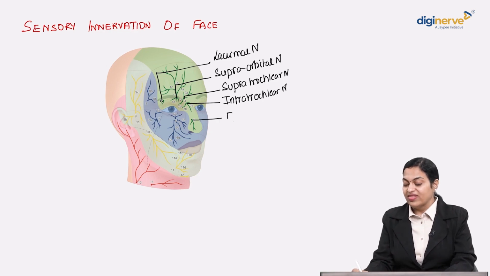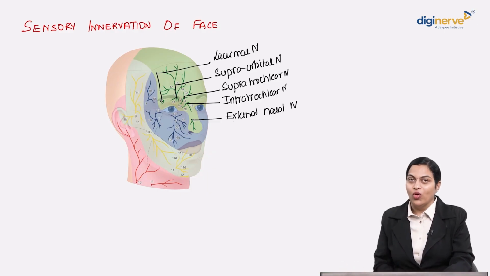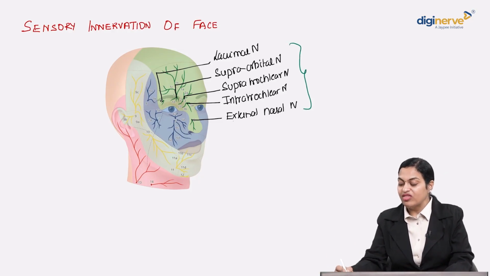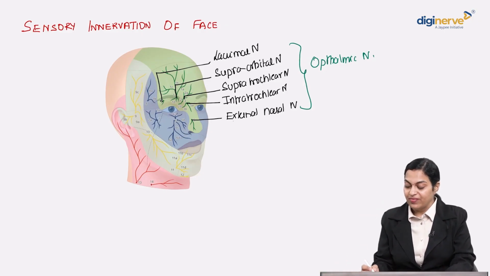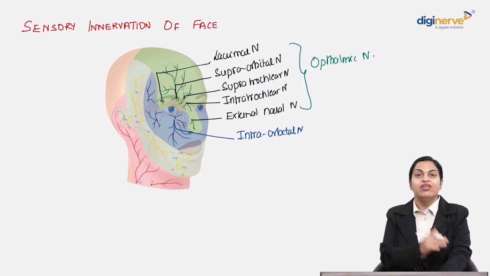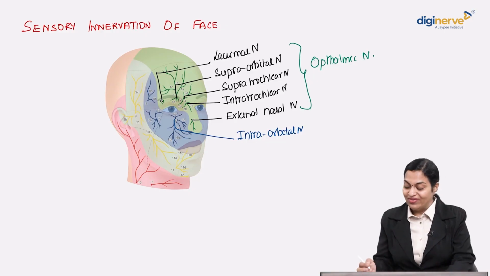This one here is the external nasal nerve. Follow, okay? I have a lot of questions at the end of it. So these are all branches of the ophthalmic division of the trigeminal nerve, right? Now, here, this one supplying the skin over the lower eyelid and the upper part of the cheek is the infraorbital nerve. This infraorbital nerve is the main continuation of the maxillary nerve, right?